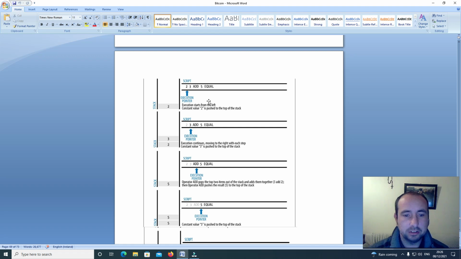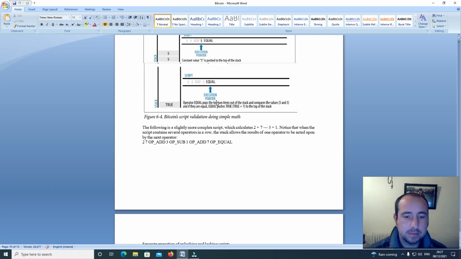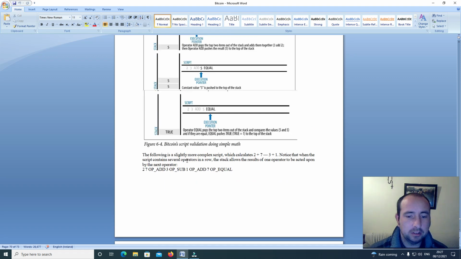So here's just the script here. The following is a slightly more complex script which calculates 2 plus 7 minus 3 plus 1. Notice that when the script contains several operators in a row, the stack allows the results of one operator to be acted upon by the next operator. 2 7 OP_ADD 3 OP_SUB 1 OP_ADD 7 OP_EQUAL.